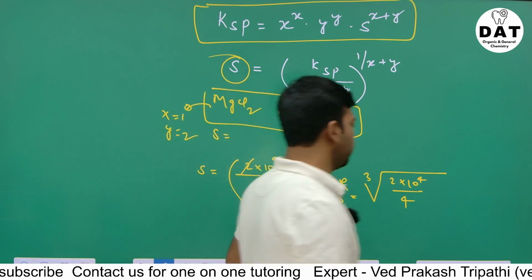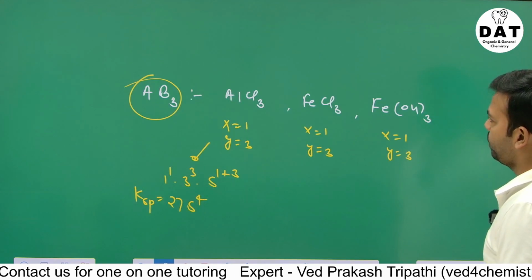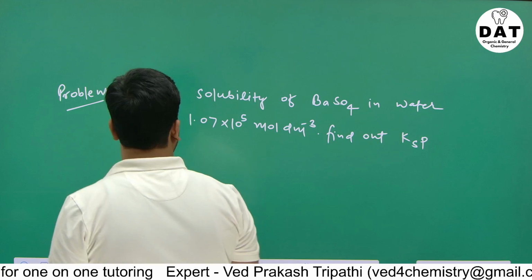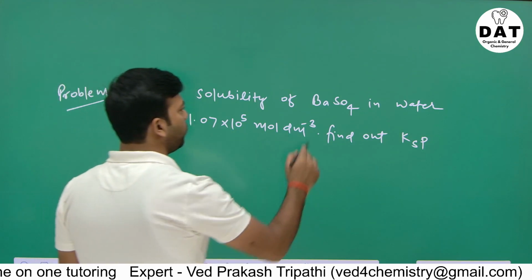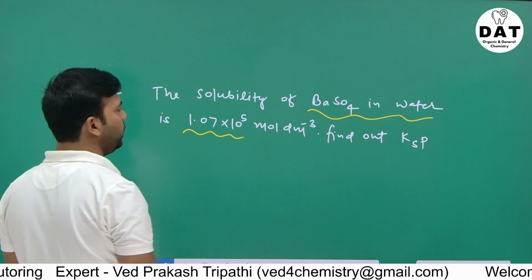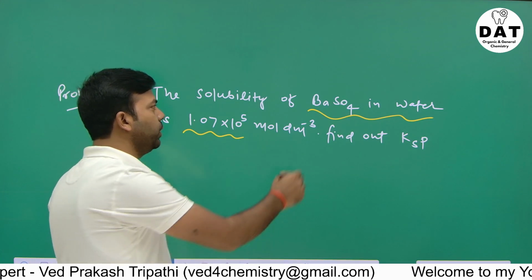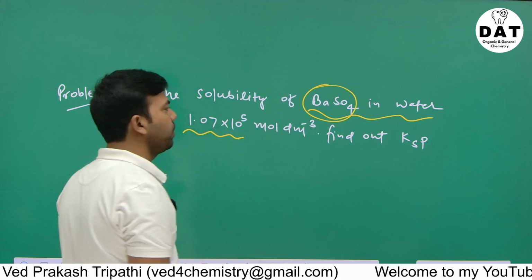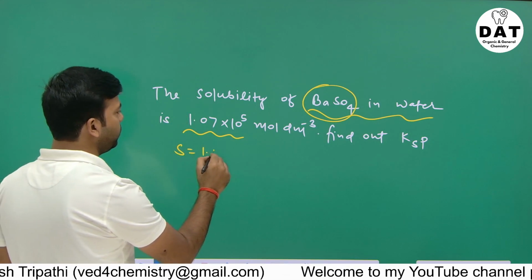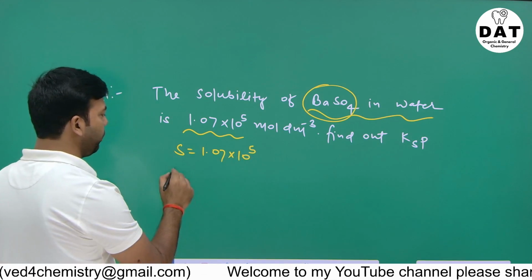Now move to that question. It is talking about the solubility of BaSO4 in water, which is 1.07 into 10 to the power 5. Find out the KSP for BaSO4. So BaSO4 solubility value is given, which is 1.07 into 10 to the power 5. And we have to find out KSP.